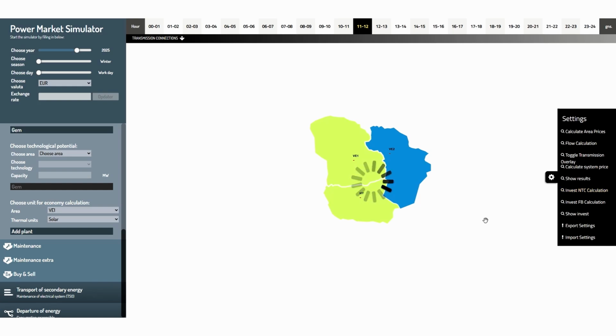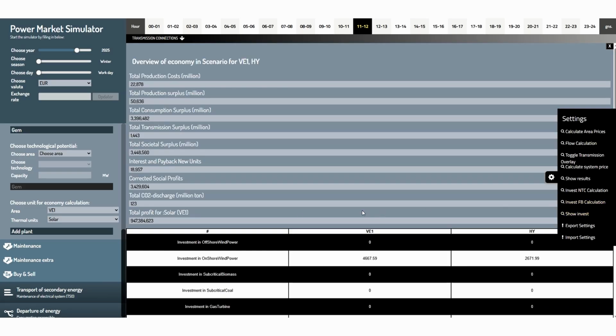And now I make a cut, and now the calculation has stopped, and I go here, show investment. And as you can see here, the total profit for the solar cell has increased. It was before 664 million euros. Now it is 947 million euros.